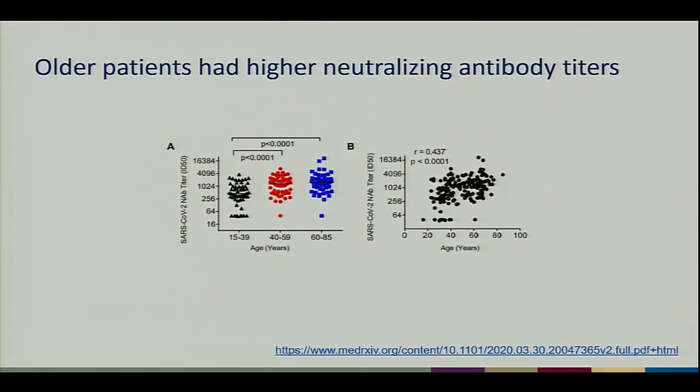What they were able to correlate is that older patients had higher neutralizing antibody titers. So you can see them grouped by age group in the left panel, and then a correlation in the right panel, and some correlation of age and higher neutralizing antibody titers. Next slide, please.